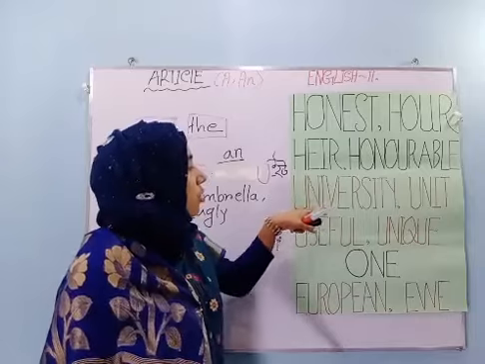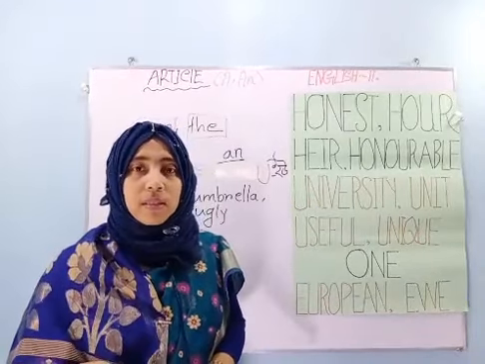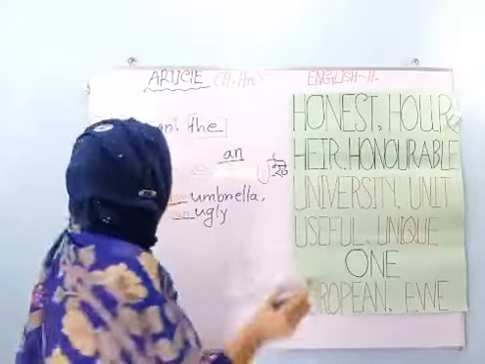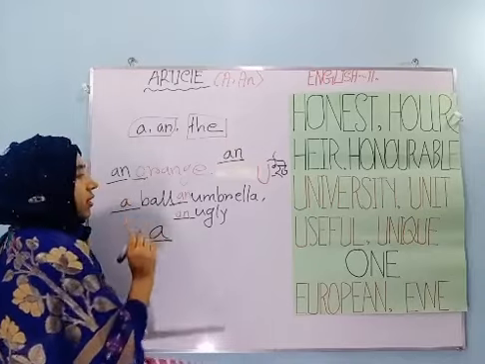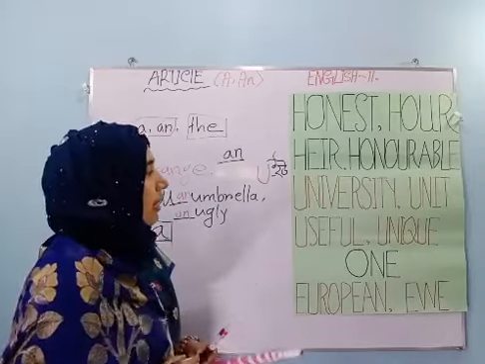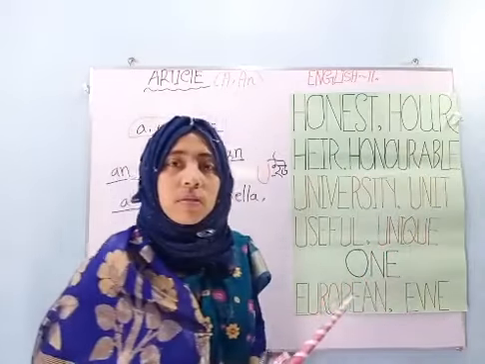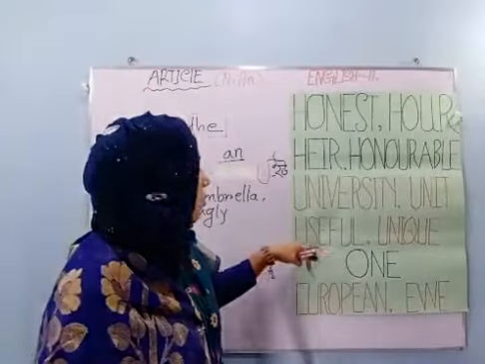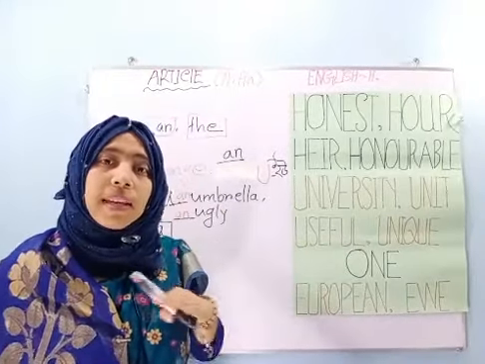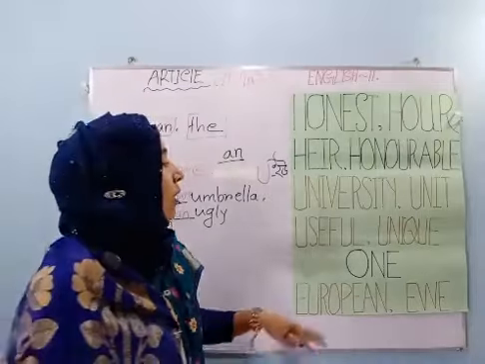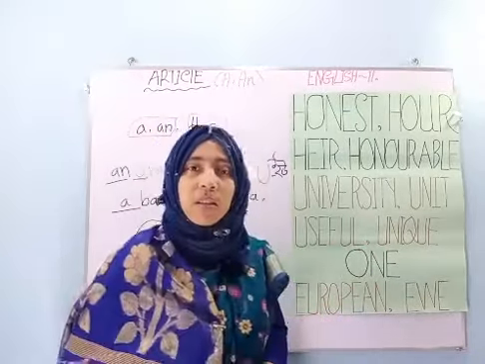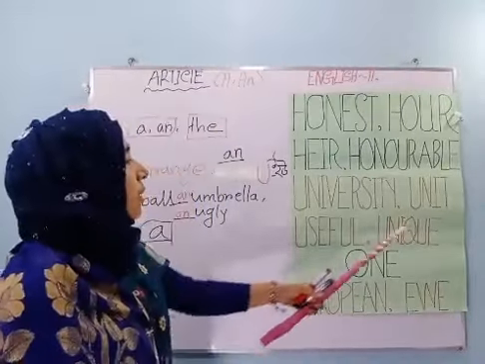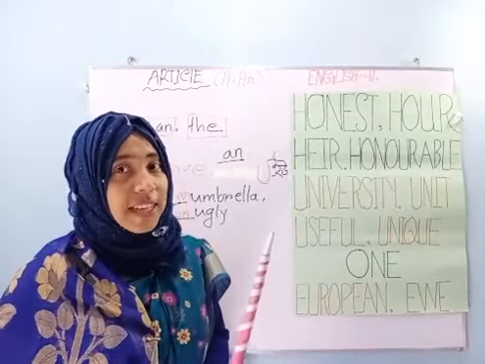So what is the pronunciation here? University. So what is the article here? Actually, before university, you will use the article a. Okay. And again, you see what? Unit. And here the pronunciation is also like "yoo". Then you see useful. And here also the pronunciation is like "yoo". And then you see unique. Here also the pronunciation is "yoo". Okay. So what will be here? Of course, a, not an.